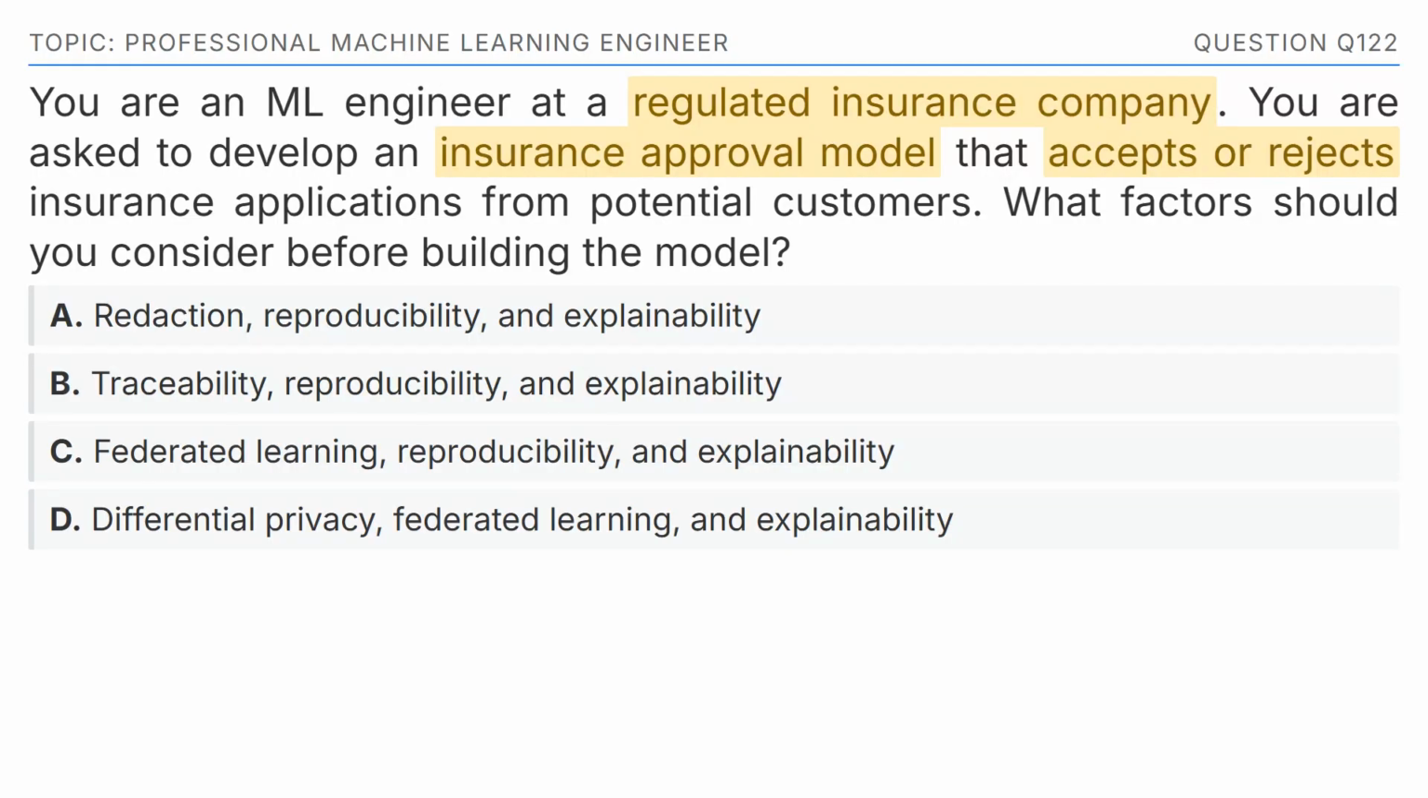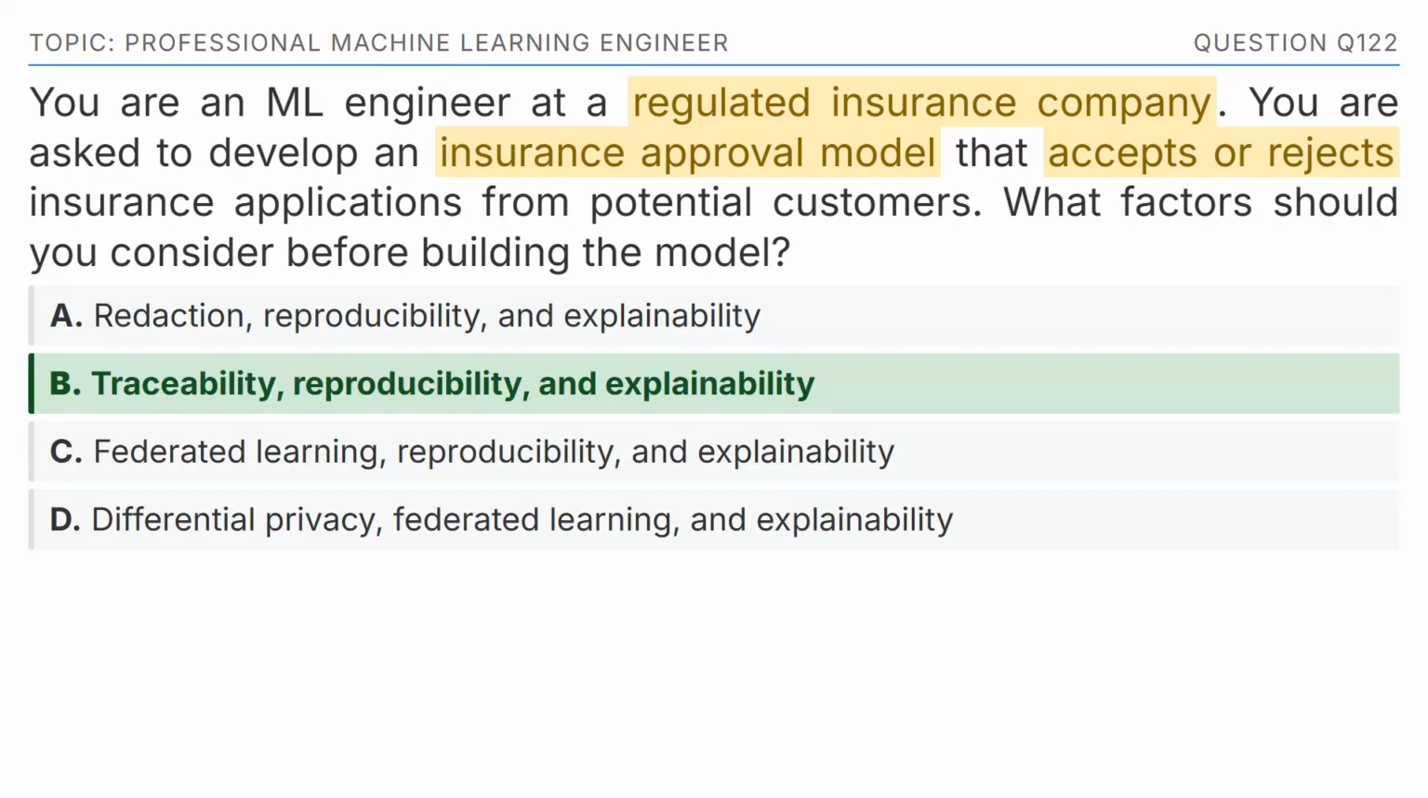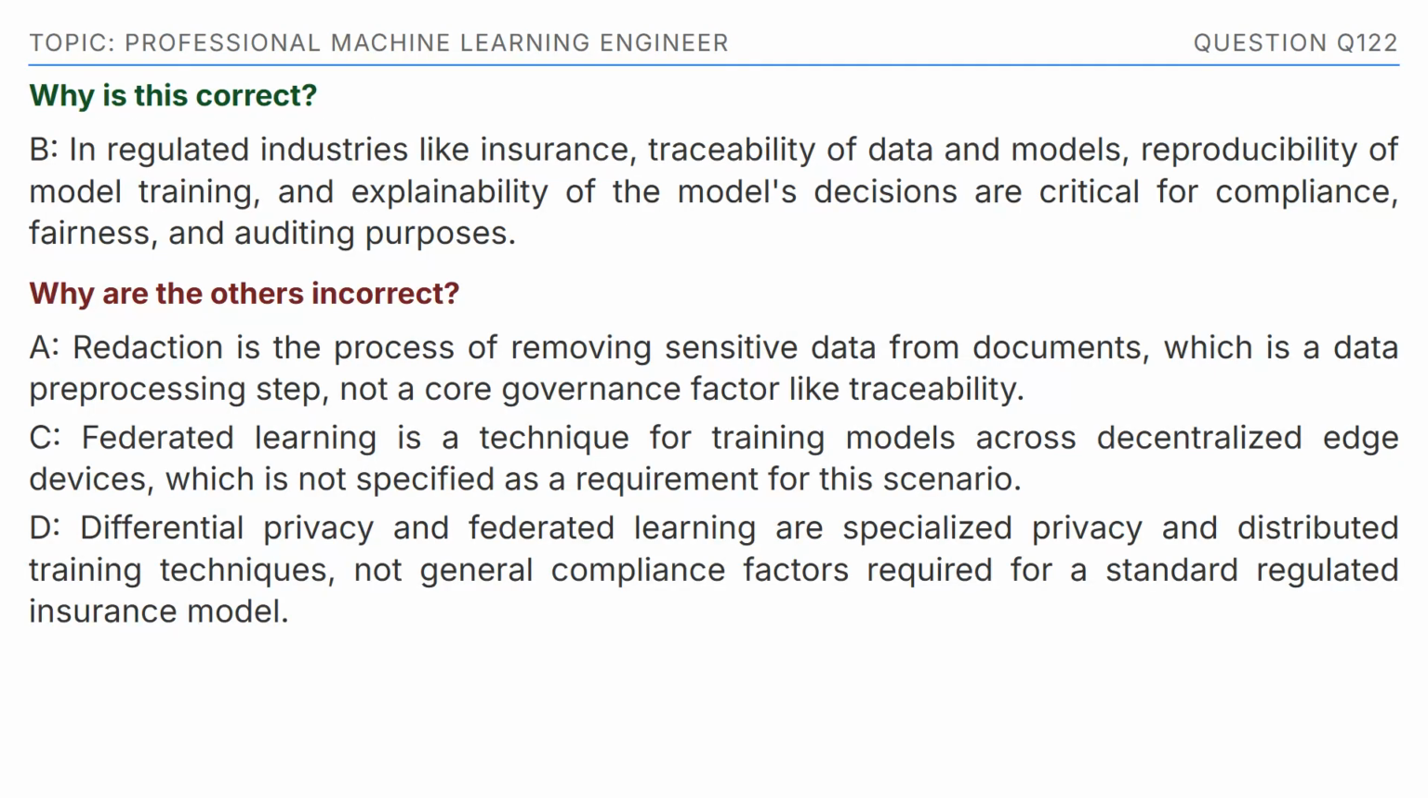To arrive at the correct answer, we focus on the keywords: regulated insurance company, insurance approval model, accepts or rejects. The correct answer is option B, traceability, reproducibility, and explainability. Why is this correct? B. In regulated industries like insurance, traceability of data and models, reproducibility of model training, and explainability of the model's decisions are critical for compliance, fairness, and auditing purposes.